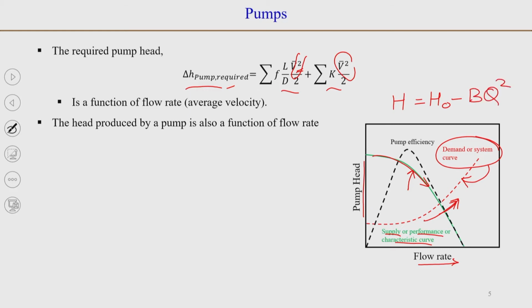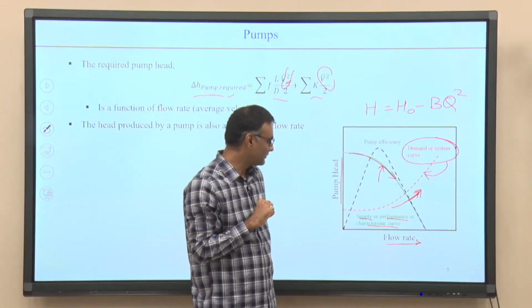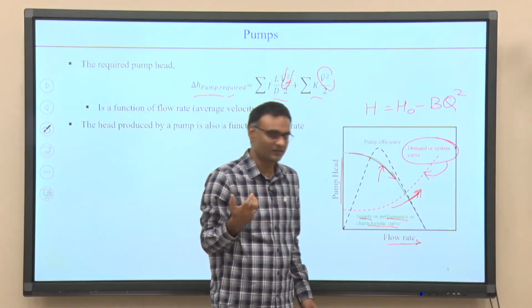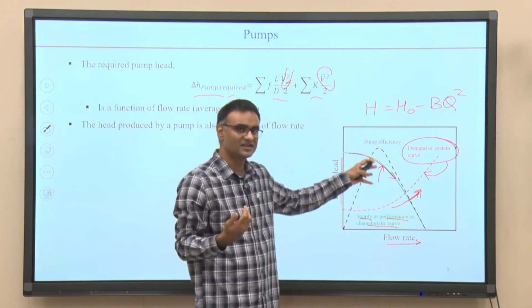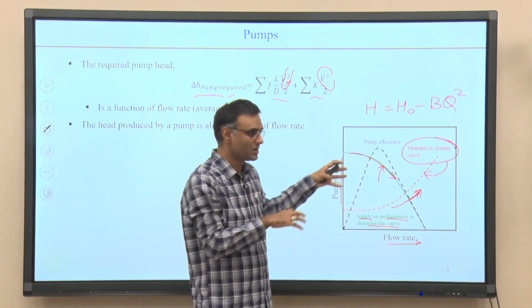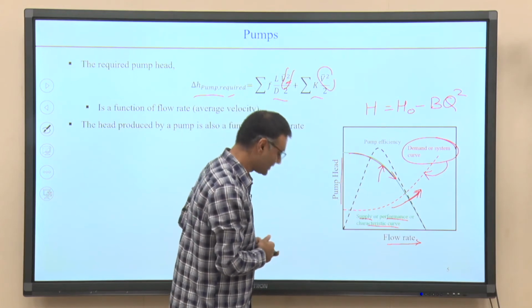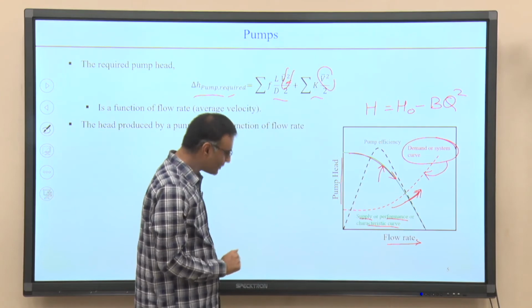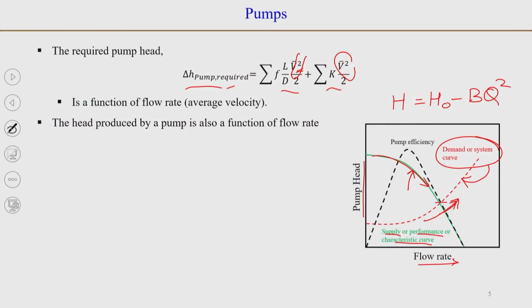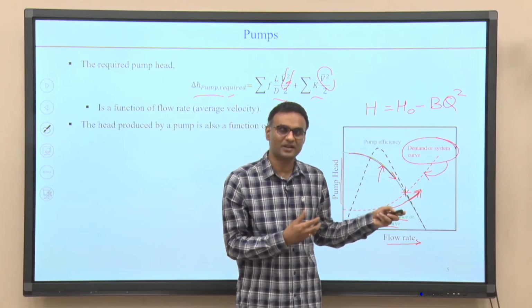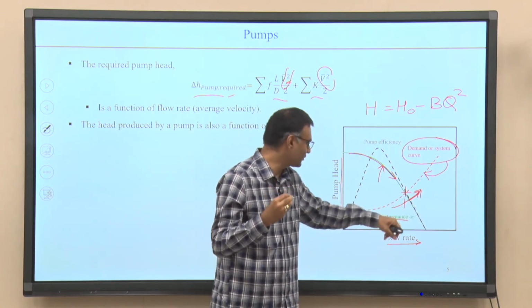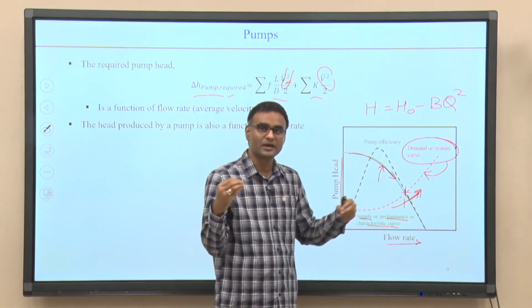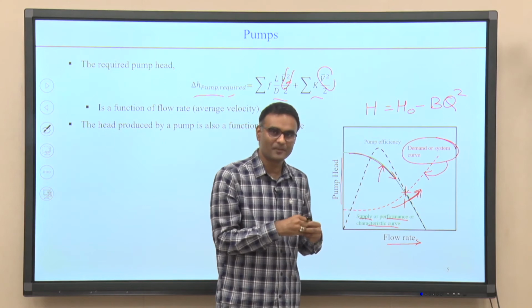So, using a parabolic type of correlation, in general it can be fitted, but this curve is generated by the manufacturer in their testing facility by doing careful experiments, etc. So, the point where both the demand and supply curves intersect is what we call the operating point. That is, for a given flow rate, the head required and the head provided by the pump will match.